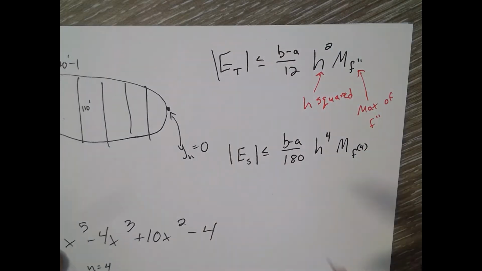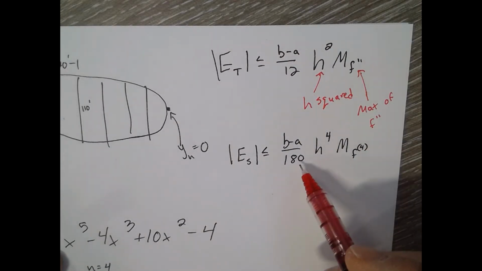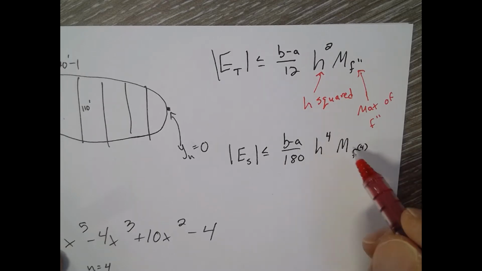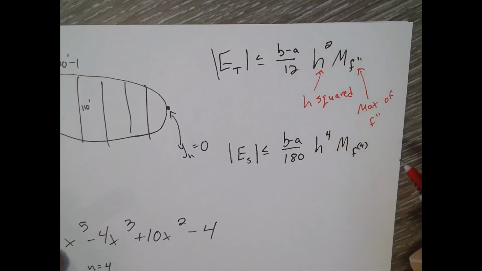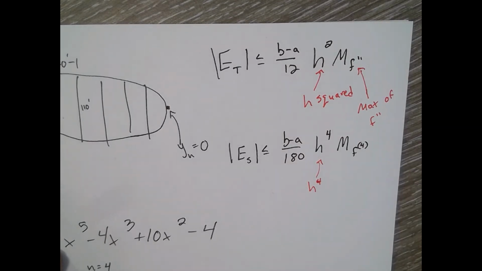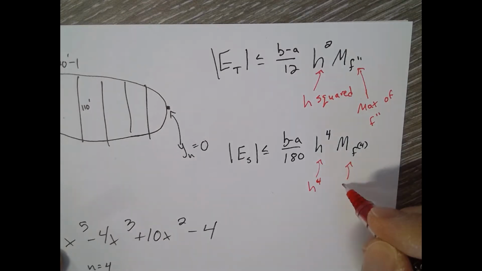Simpson's will always be less than or equal to (b minus a) over 180 times h to the fourth times the maximum of the fourth derivative. All right, so that is h to the fourth. It doesn't really make sense to rewrite; h to the fourth is h to the fourth. And this right here is the maximum of the fourth derivative.